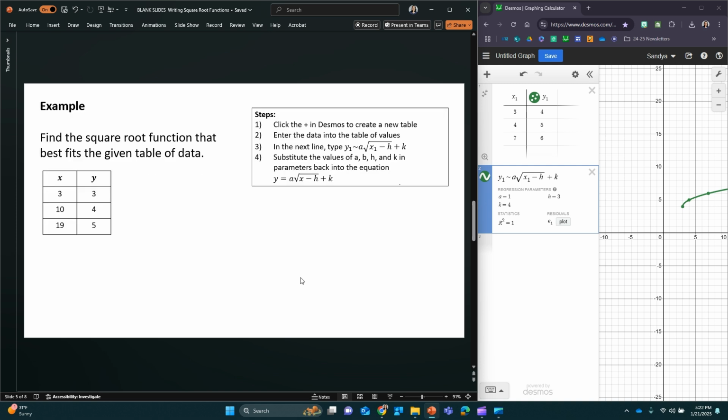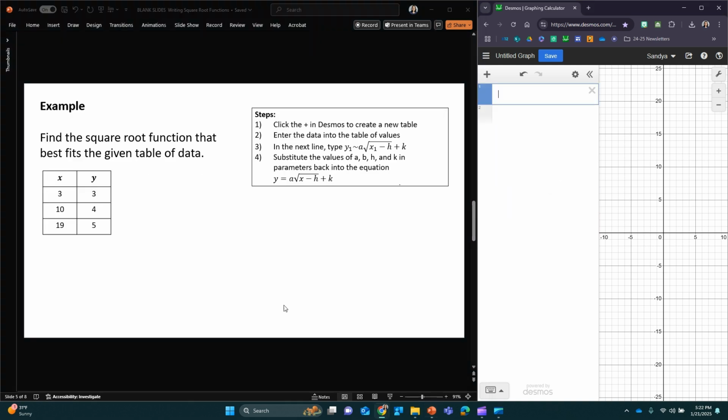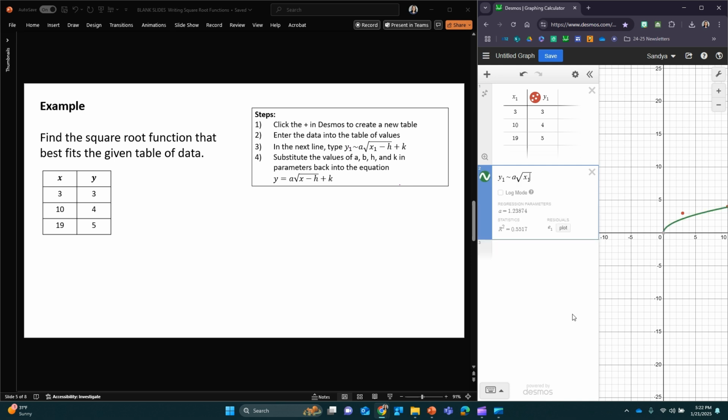So now let's do another example. Let's find the square root function that's going to best fit this given table of data. So I'm going to click plus and then create my table, and then I'm going to go ahead and type in these values. And since I'm looking for a square root function right here, I'm going to type y1 is approximately a, and then square root, and then x1 minus h.